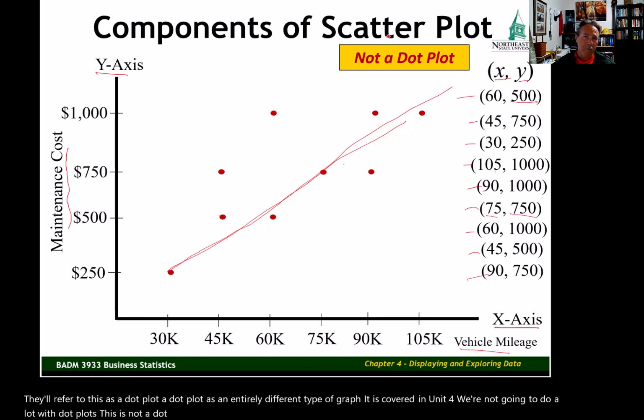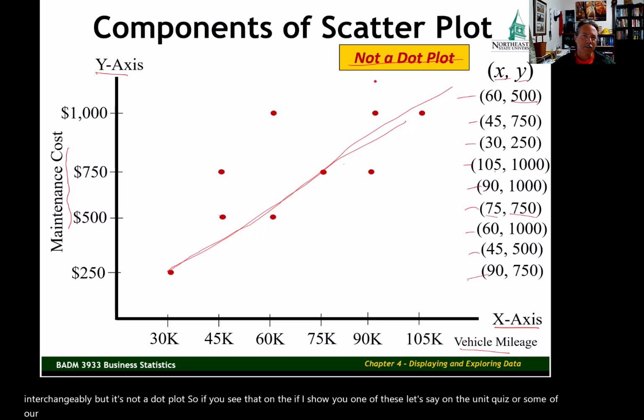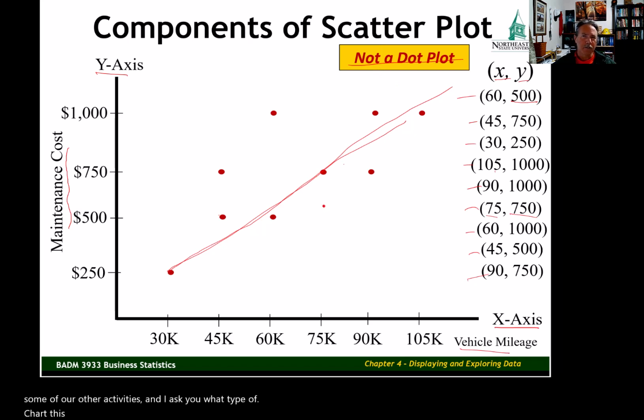This is a scatter plot, a scatter diagram, or a scattergram. Those three terms can be used interchangeably, but it's not a dot plot. So if I show you one of these, let's say on the unit quiz or some of our other activities, and I ask you what type of chart this is, one of your options, if it's a multiple choice, might be dot plot. That's the wrong answer. It's a scatter diagram or a scatter plot or a scattergram.